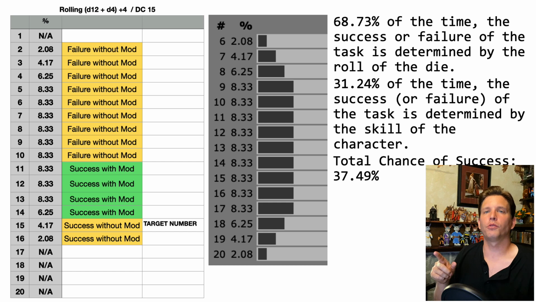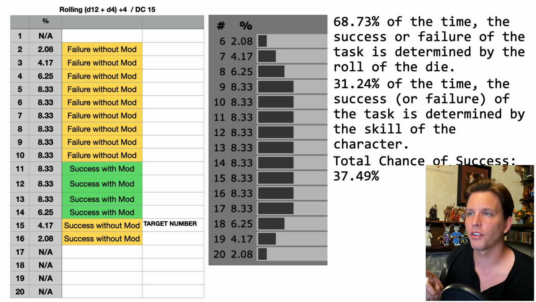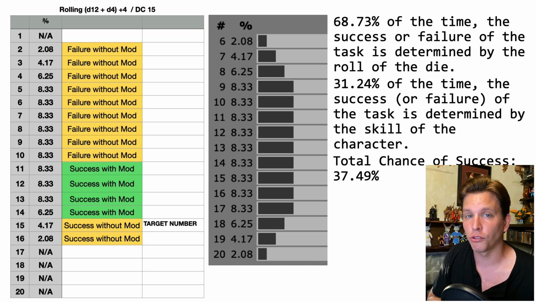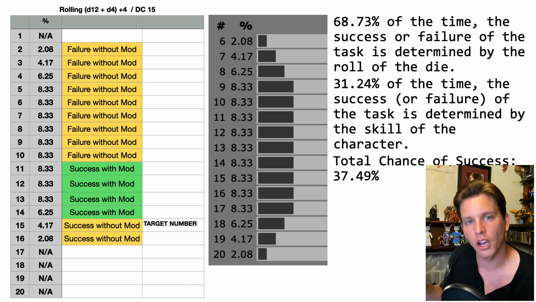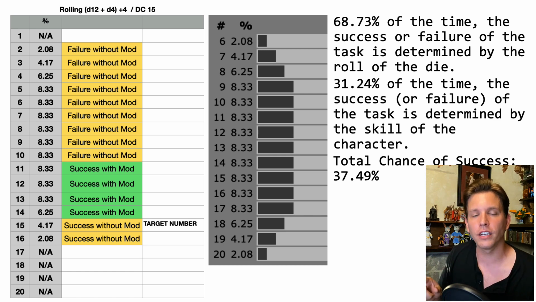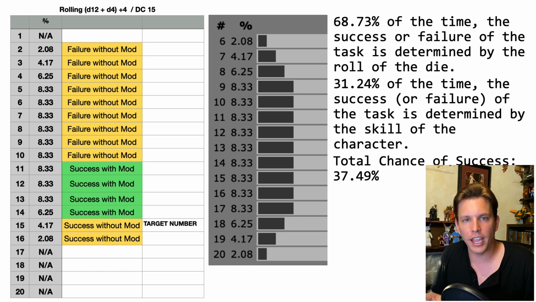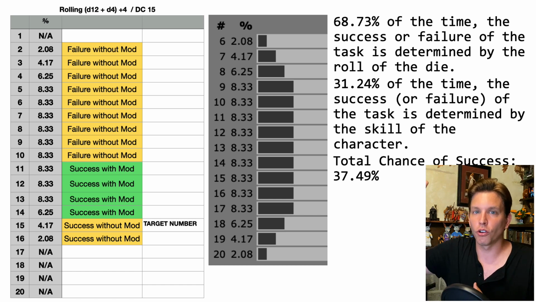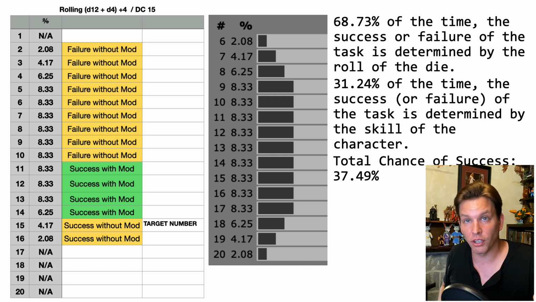So, low-level character: 68% of the time determined by the roll of the dice, 31% of the time determined by skill. But we did originally say that was what we were looking for if we were going to go with this system, because we wanted randomness to be a more important part of the game when the characters were lower level. So we should reduce randomness as we go, if we're getting this right with this particular system.